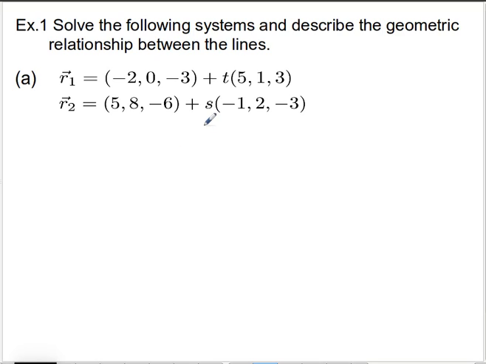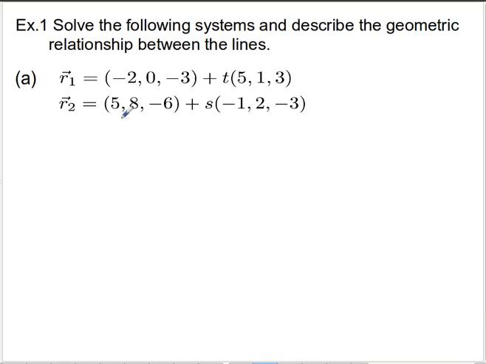Okay, so let's start off with, and I'm not going to spend a lot of time on these examples. I'm not doing any examples from R2. I'm just going to go to R3. Solve the following systems. So I've got a couple we're going to do. We'll start with part A and describe the geometric relationship between the lines. So what kind of solution or what kind of outcome do we have? In this case, I've got the vector r1 and the vector r2. r1 is defined as an initial position vector and a direction vector. r2 is an initial position vector and a direction vector.